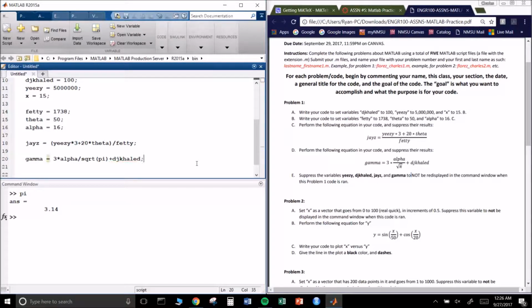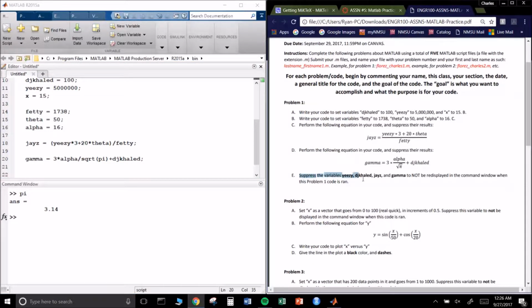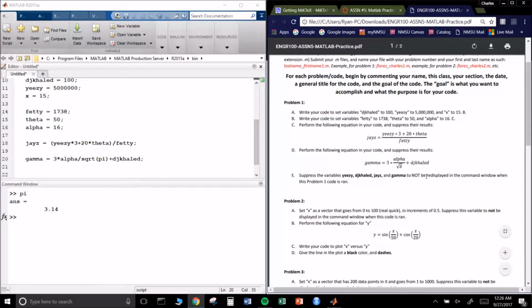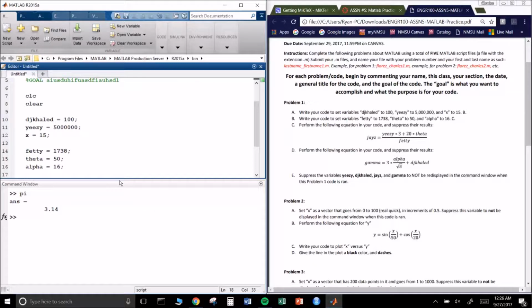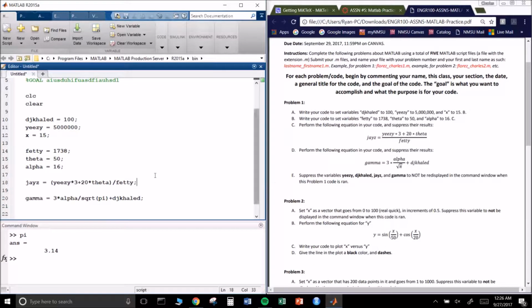Okay, so now I'll suppress this. Now, E here says that I want to suppress variables Yeezy, DJ Khaled, JZ, and Gamma, so as to not be redisplayed in the command window. I want to basically, just for practice, which is why I have E there, not suppress. I want you to know what to suppress and what not to suppress.